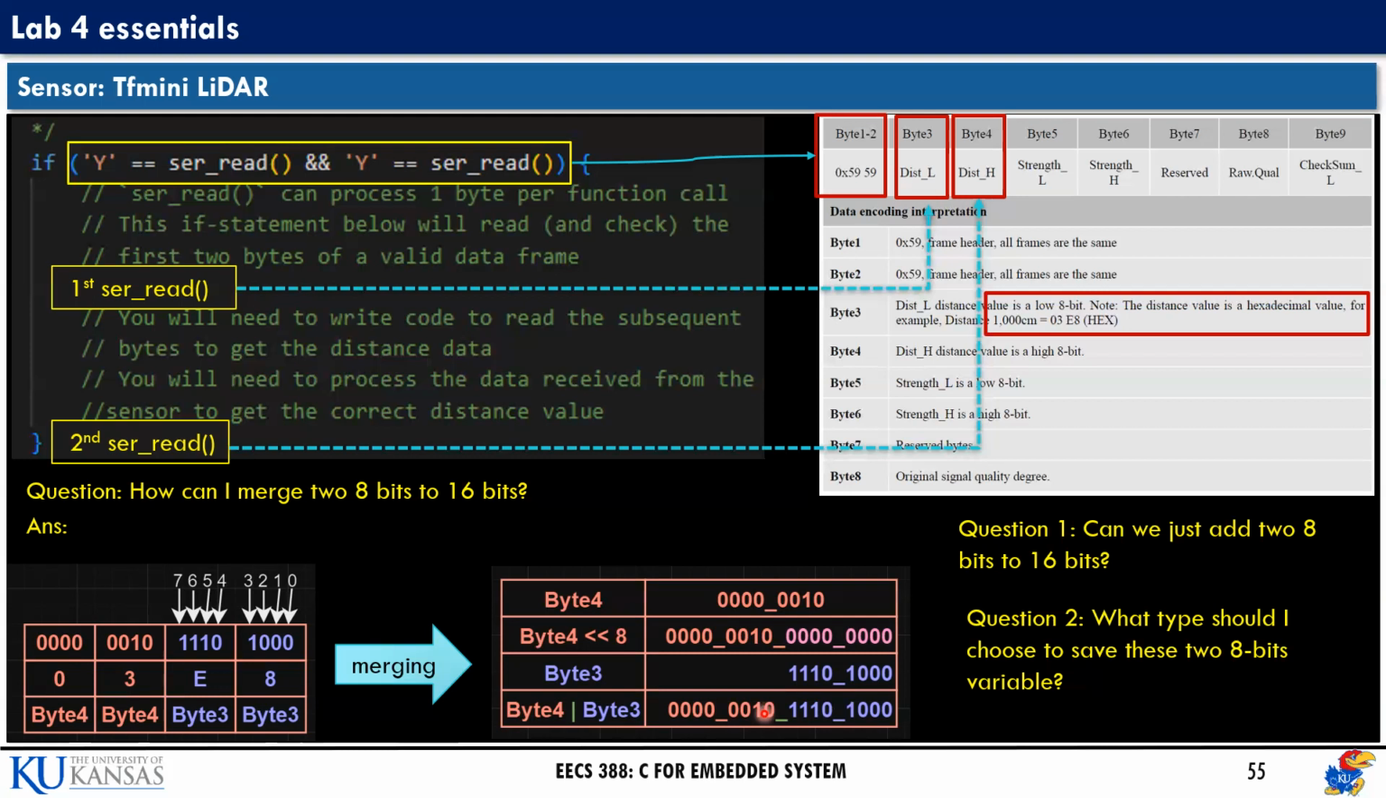So please try to go over the codes and try to understand how you can read the data from byte 3 and byte 4 and eventually merge them. It's pretty straightforward. You have to use the shift operation and the OR operation. And this lab is very easy to complete.